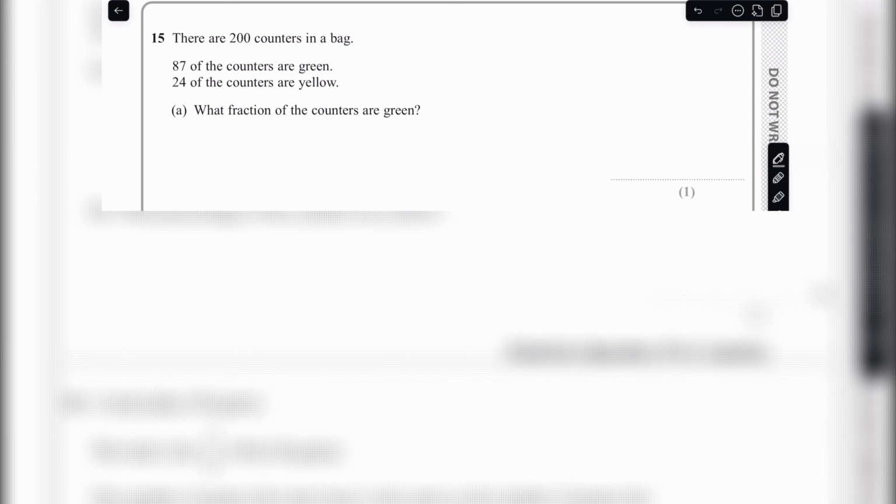In question 15, we are told that there are 200 counters in a bag. 87 of the counters are green, 24 of the counters are yellow. What fraction of the counters are green? So very simply, we can divide the number of green counters by the total number of counters in the bag, and that is 87 all over 200.